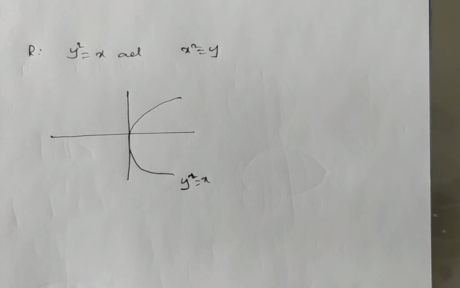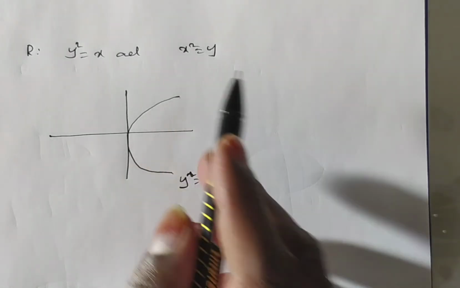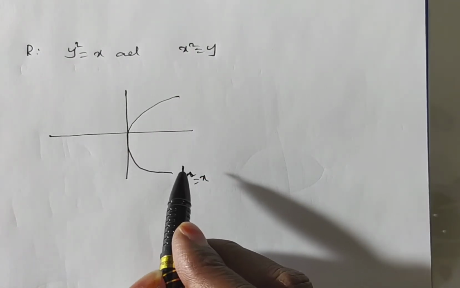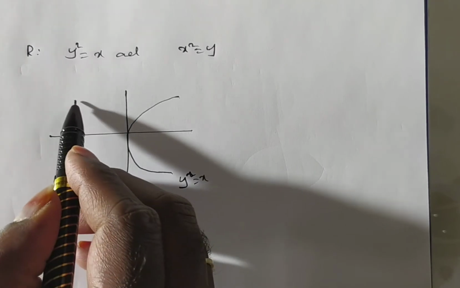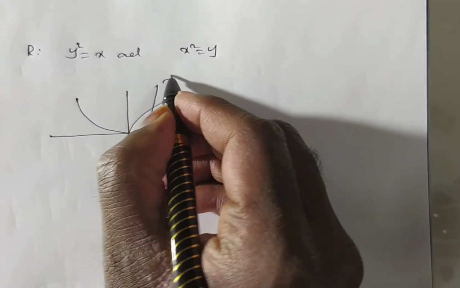Okay, these all you will learn in curve tracing only. Okay, curve sketching or curve tracing. Now y square is equal to x, and another curve you have is x square is equal to y. Since x square has even powers of x, it is symmetrical about the y axis. Here you observe, so this is x square is equal to y.